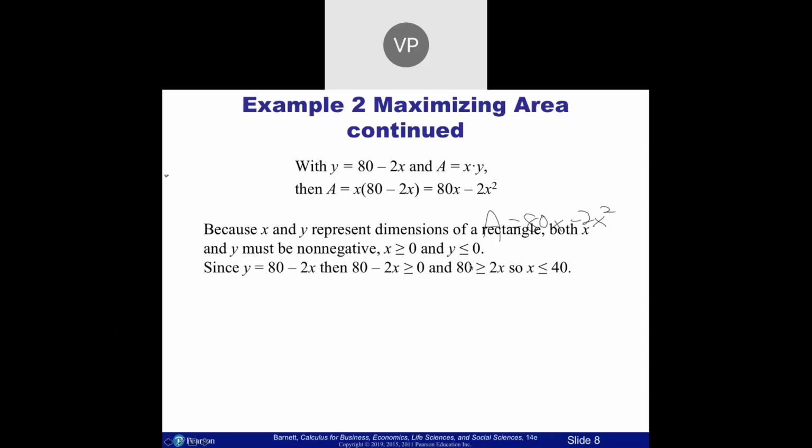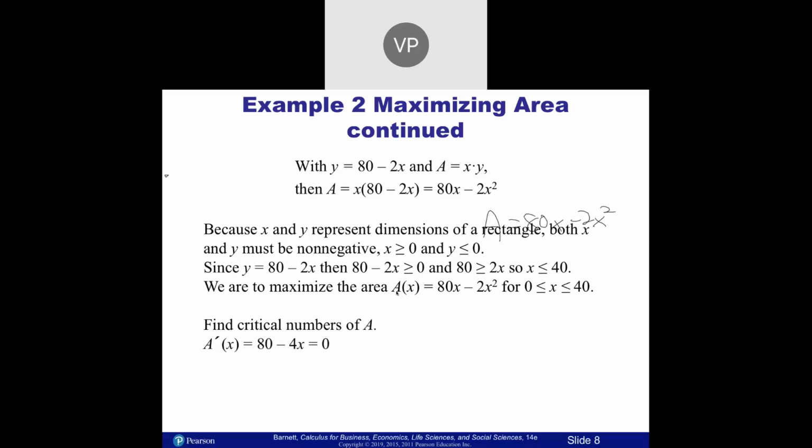So a couple things here. We're going to move on. We don't really care about all that. This is what we're looking at. Area equals 80X minus 2X squared that we talked about. That's what we're going to maximize. So I'm going to take the derivative of the A. They say critical numbers, the derivative is what we're looking for though. 80 minus 4X, and we're going to set that equal to 0, and you get X equals 20.